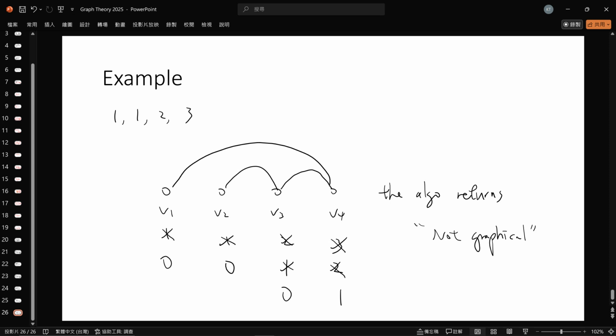So yeah, in the next week we're going to discuss the correctness of the algorithm, okay? So it turns out that the algorithm is correct. So when the algorithm returns not graphical, really the degree sequence is not graphical.